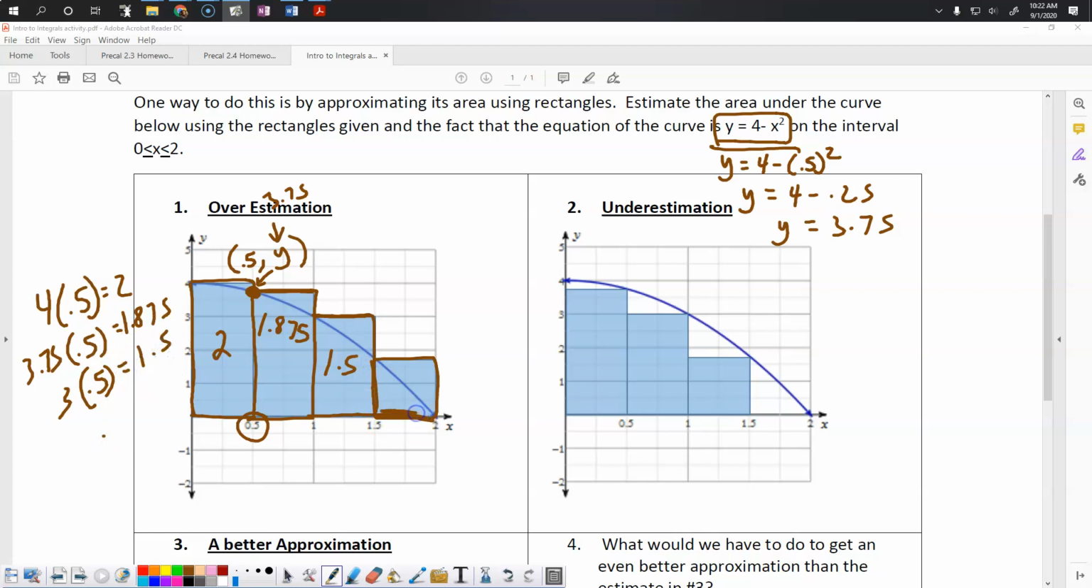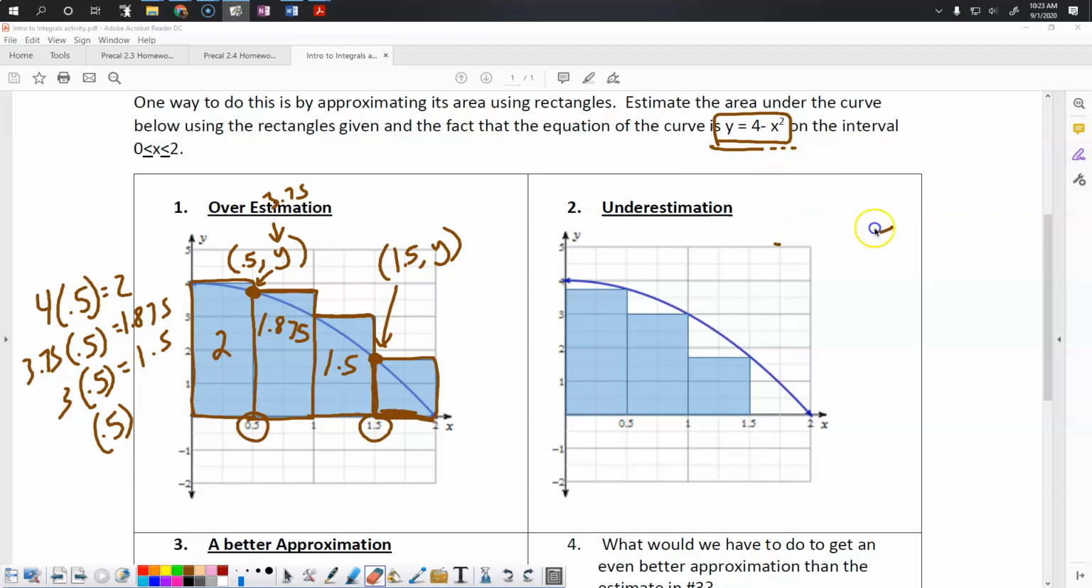I see the base of this last little rectangle is still 0.5, but the height I don't know. And the height of the rectangle touches the curve right there when the x value is 1.5. So when x is 1.5, what's the y value? Well, we have to plug it in once again over here to figure that out. So the purpose of me giving you the equation, just so you guys know, is so you can calculate the height of the rectangle if you need to. The y value represents the height. So we have y equals 4 minus 1.5 squared.